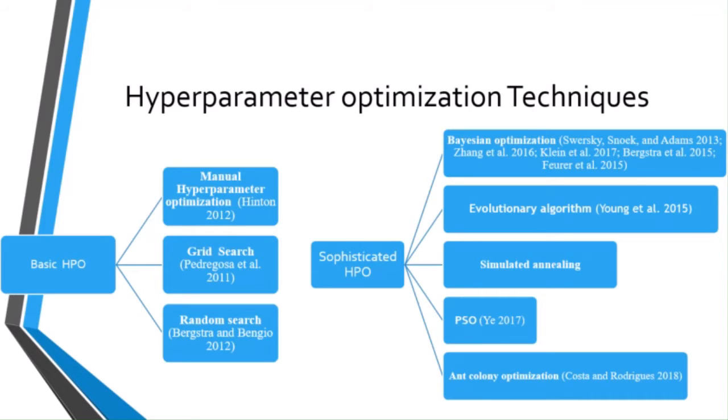Hyperparameter optimization is mostly done manually or by testing a predefined set of hyperparameters in a grid, or by exploring the search space and randomly selecting the optimal hyperparameters. More sophisticated techniques have made their appearance and were applied to HPO, like Bayesian optimization and evolutionary algorithms. There are also heuristics-inspired algorithms like simulated annealing, particle swarm optimization, and ant colony optimization.